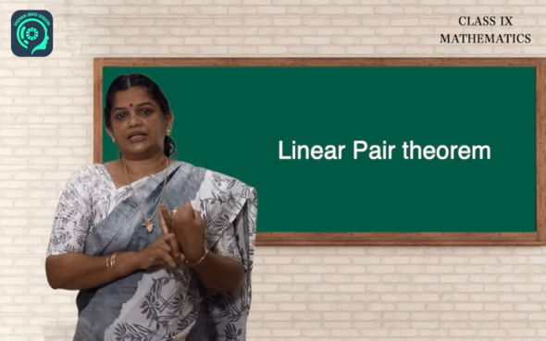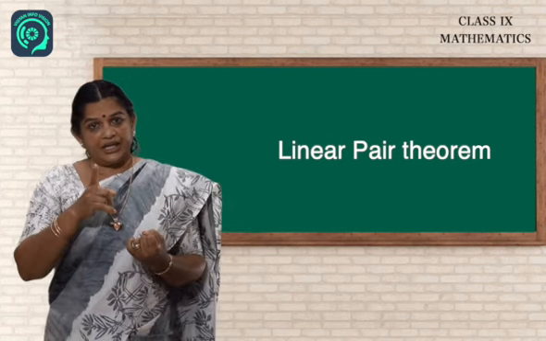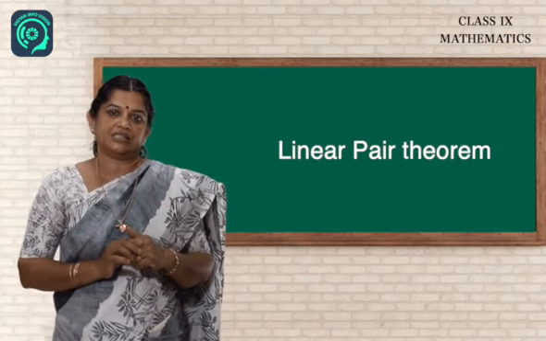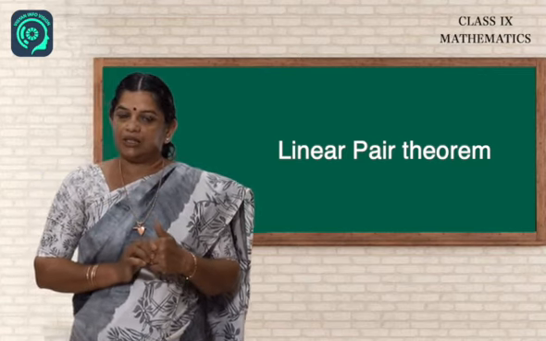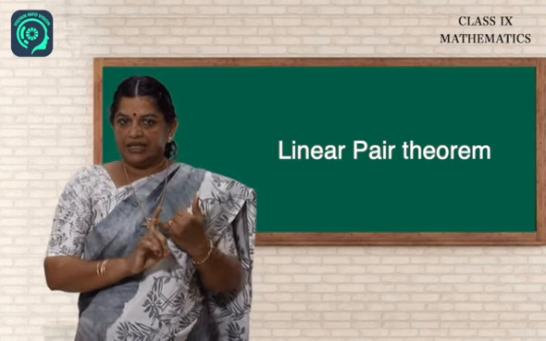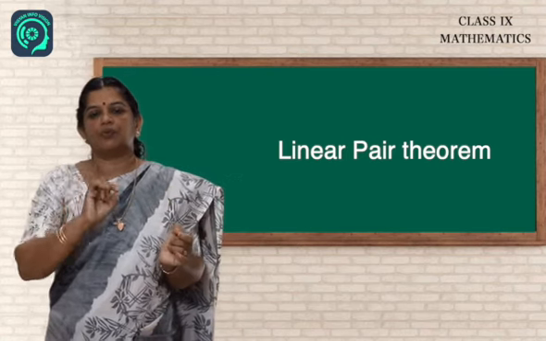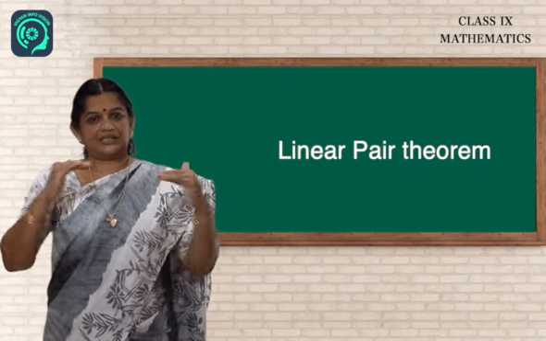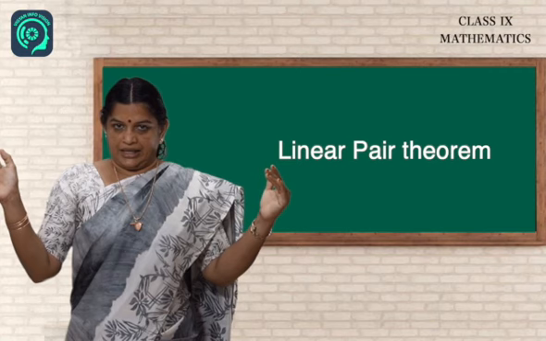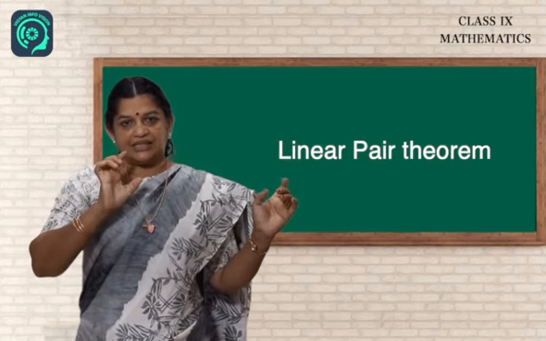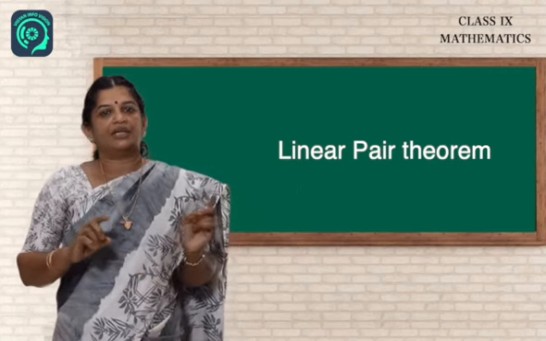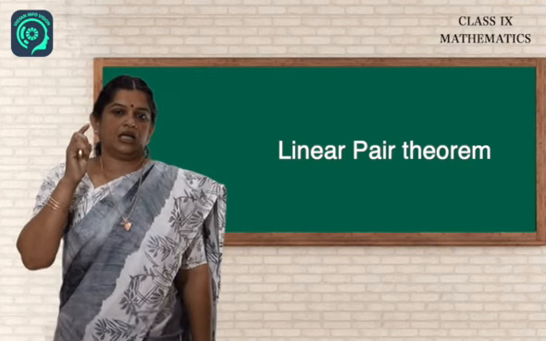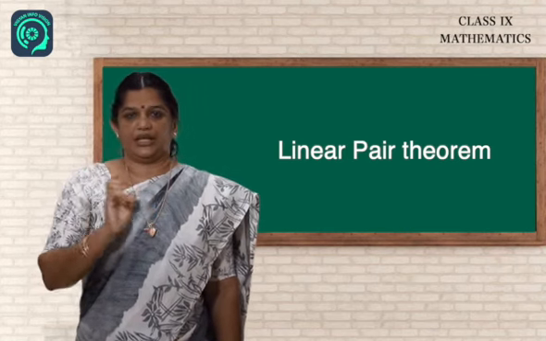So, linear pair theorem says that if a ray stands on a line, the sum of two adjacent angles is 180 degree. So, what is linear pair theorem? If a ray stands on a line, the sum of two adjacent angles is 180 degree. Suppose BC is a line, OA is a ray stands on this line, then we can say that angle AOB plus angle AOC equal to 180 degree.